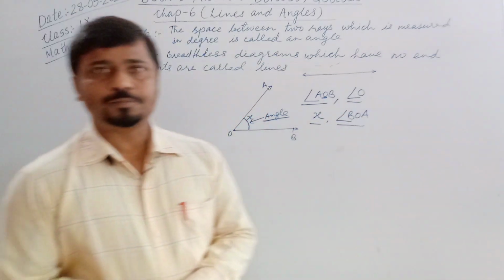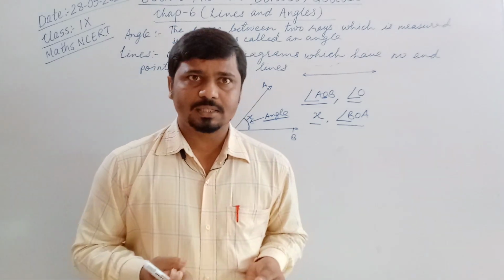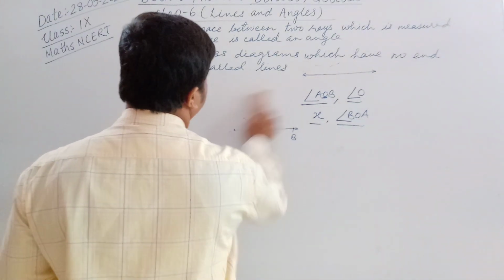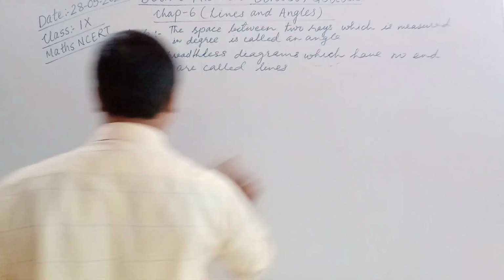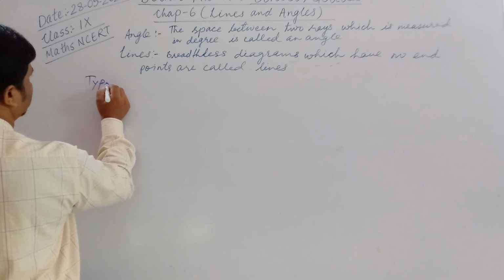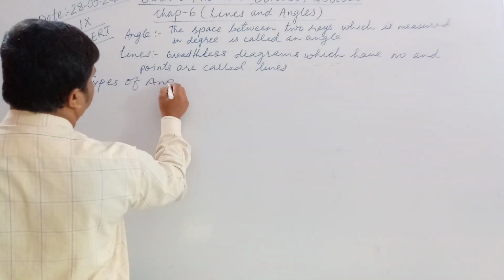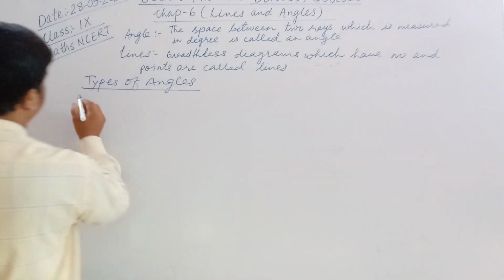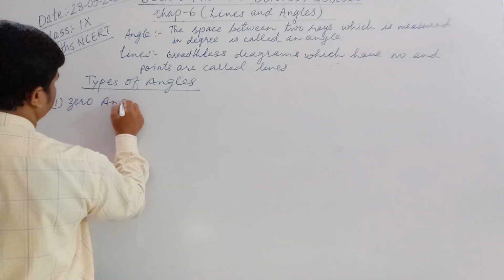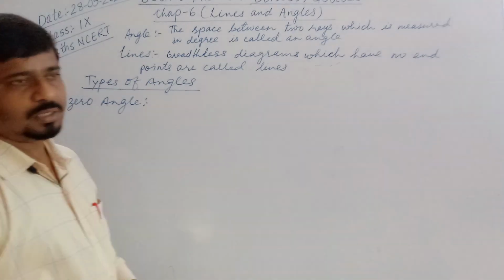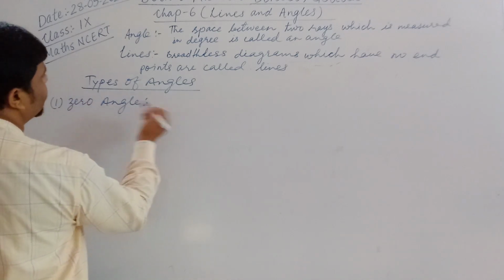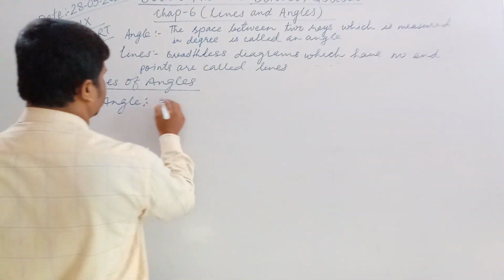Okay. Now there are many types of angles. Let's see the types of angles. Number 1, zero angle. Zero angle is clear from the name itself. Zero angle means the measure of the angle is 0 degree.